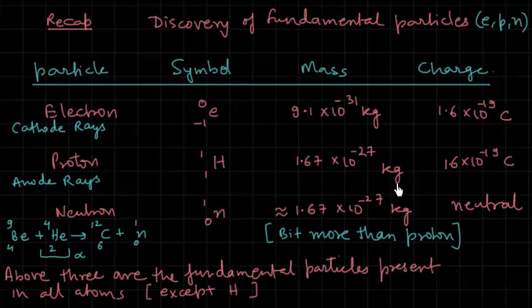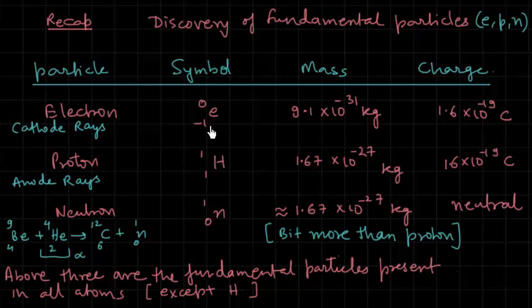We studied all this in the last class. The electron was discovered with cathode rays. Proton was discovered with anode rays. Both use the same apparatus. Neutron was discovered when alpha particles were bombarded on beryllium, and the products were carbon and something which had mass but did not have charge. Thus the neutron was discovered.